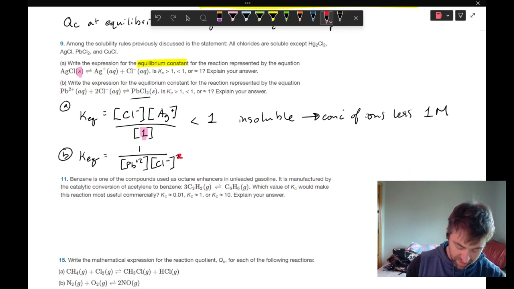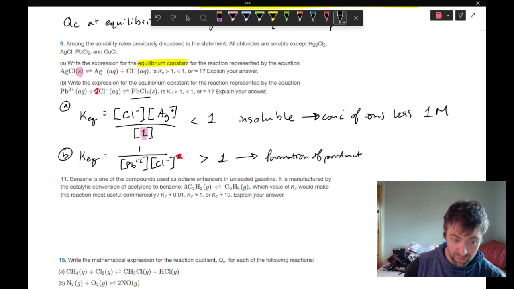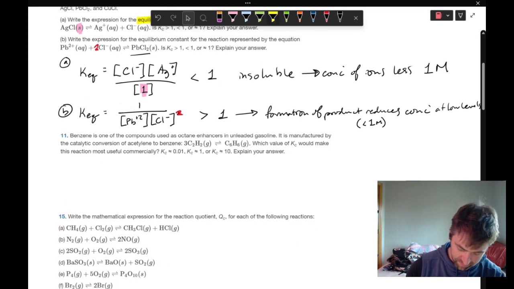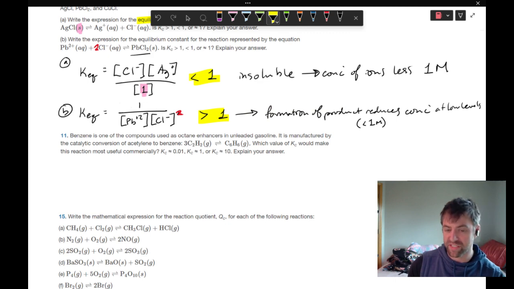So in these equilibrium calculations, your coefficient for each species needs to be an exponent. This is always going to be greater than 1. That product is insoluble, meaning it'll precipitate out. So formation of solid reduces the available concentration at low levels of ions, so less than 1 molar. So greater than 1 and less than 1 for A and B, respectively.